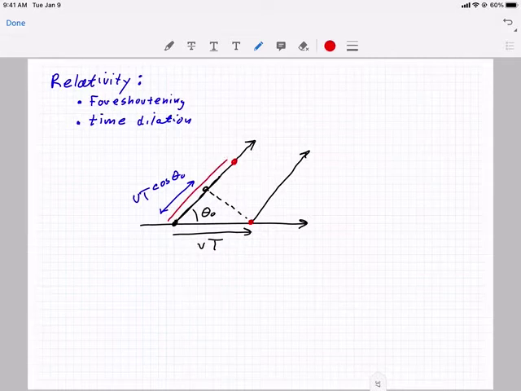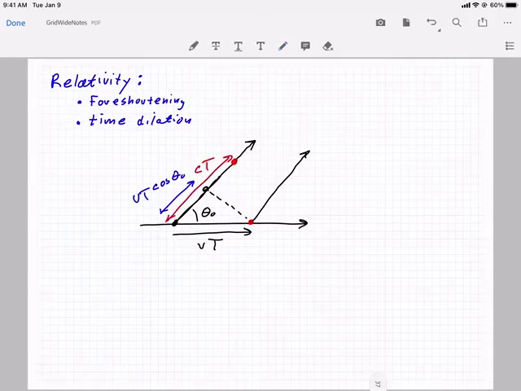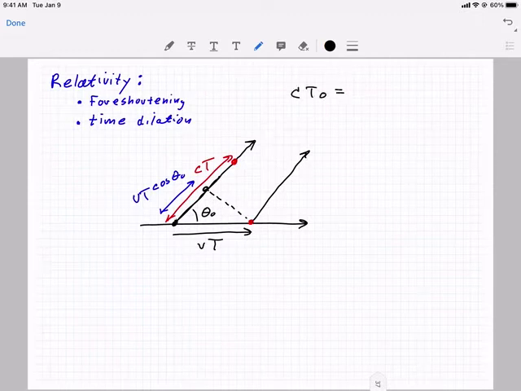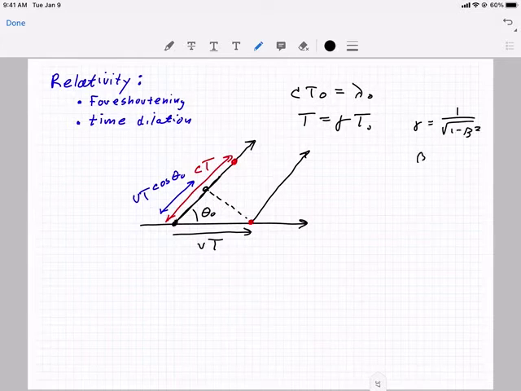This distance is c times t. And then this distance down here was v times t. And so we have everything we need to know. In fact, let me also write down that basic formula: c t naught is equal to lambda naught. And we need one more equation, which is that t is going to be time dilated. So t naught is the natural emission time, and then gamma is the gamma factor. Gamma is equal to 1 over the square root of 1 minus beta squared, where beta is equal to v over c. Okay, so now we have everything that we need for the math.